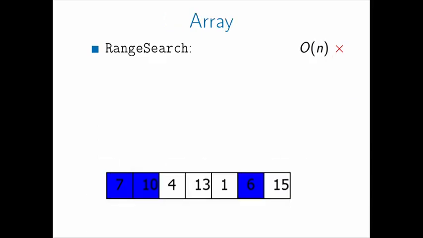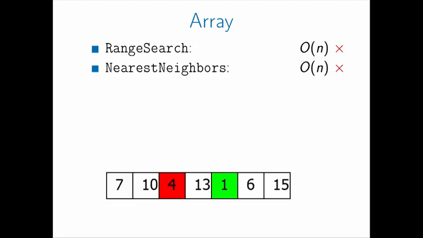Well, the next thing to try is an array. And in an array, you can do the searches, but they're a little bit slow. If you want to do a range search on an array, the best you can do is scan through the entire array, figure out which elements are in the range you want, and return those. Similarly, you have a nearest neighbors search in O(n) time by scanning through the entire array, keeping track of the closest things on either side of your query, and then returning the best ones at the end.